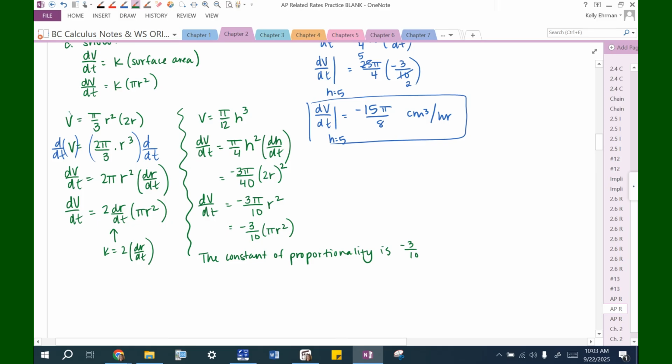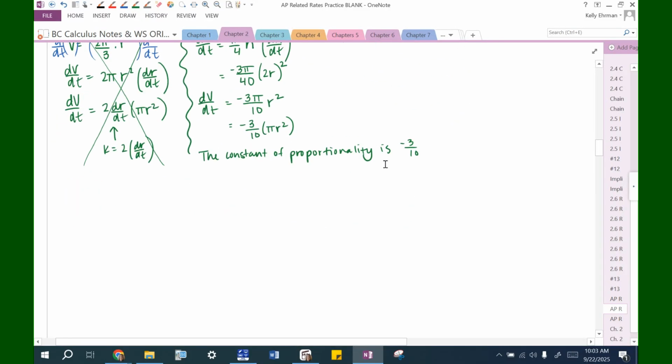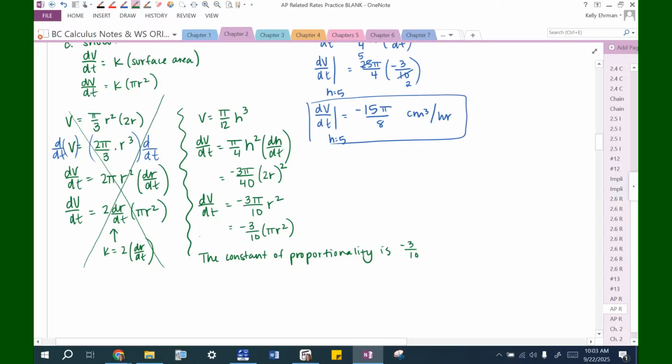But yeah, so I didn't actually need this. But if they asked me to find dr/dt, now I could say 2 dr/dt has to equal negative 3/10. So I could solve for that, but that's not what they asked me. All right, that finishes this one.